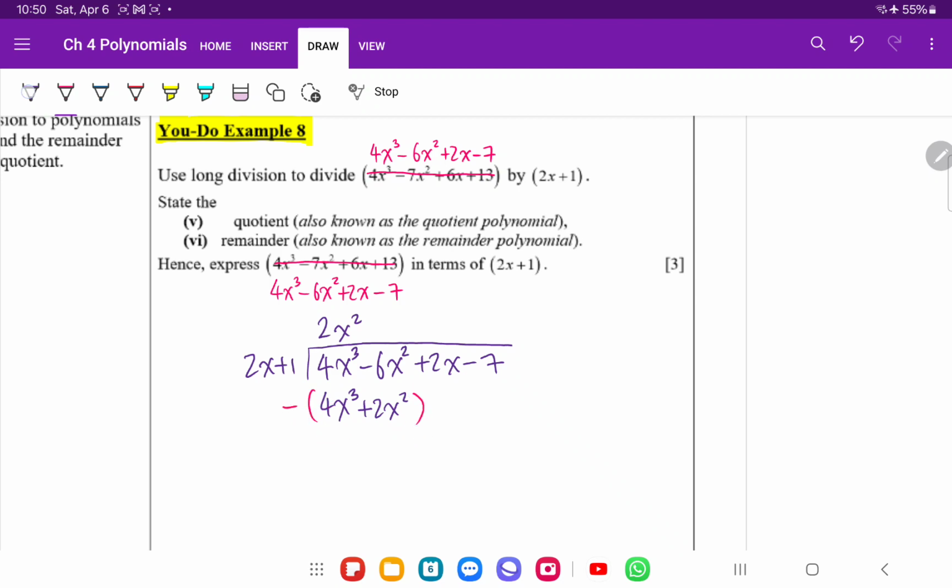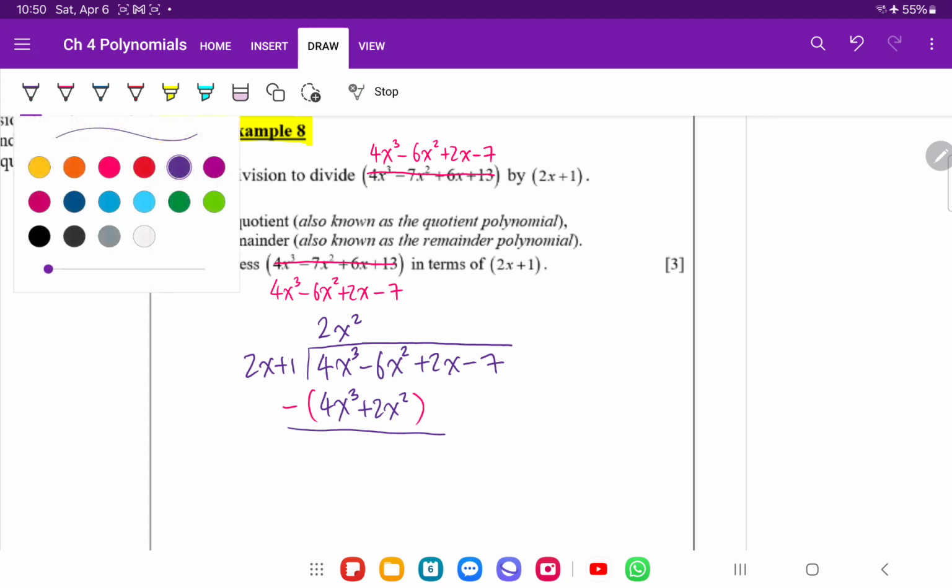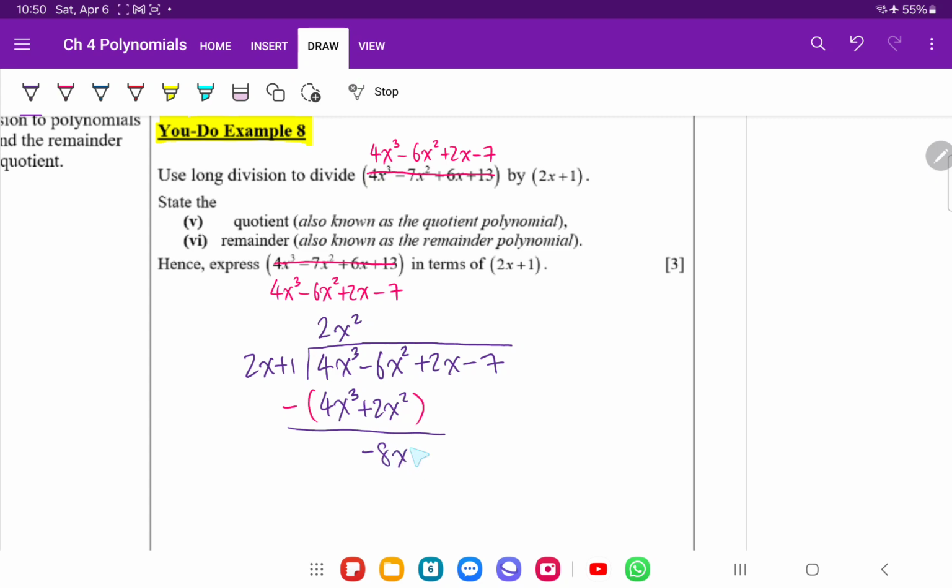So subtract using brackets. 4x cubed minus 4x cubed gives you a 0. No need to write this. Negative 6x squared minus a 2x squared is going to give you a negative 8x squared. Next, bring down the 2x, so I'll write plus 2x. Then I'll ask myself, something times 2x will give me a negative 8x squared. That has to be a negative 4x. So that will give me a negative 8x squared. Negative 4x times positive 1 will give you a minus 4x.